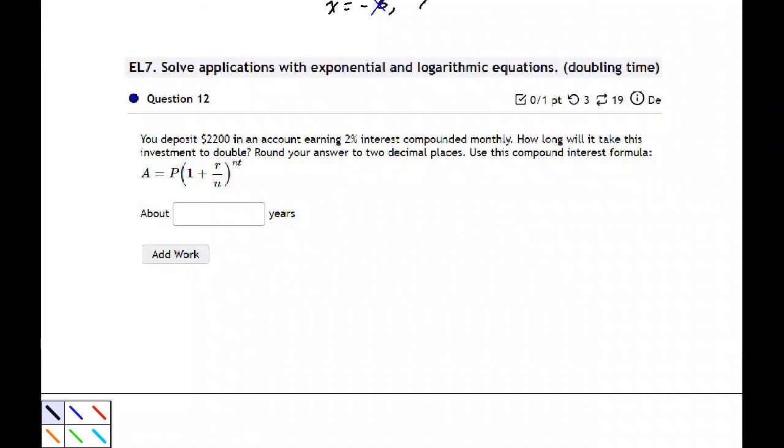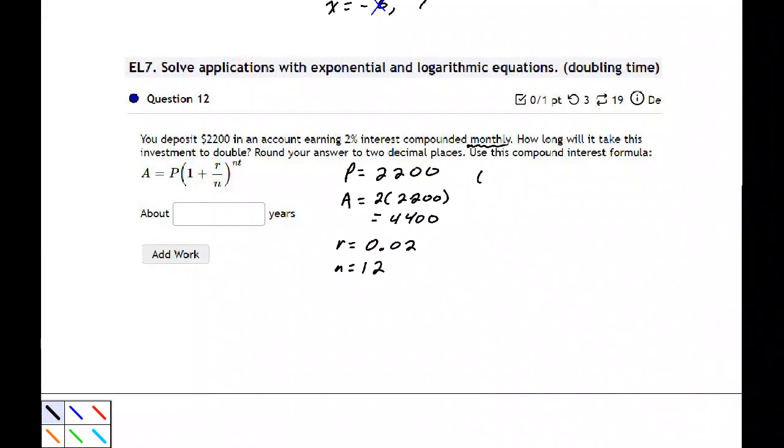Use this compound interest formula: A equals P (1 plus r over n) to the n times t exponent. All right, so we want to first note the amount that's being deposited is P. That's P equals 2200. Our future value, A, is equal to that investment being doubled. So 2 times 2200 would be equal to 4400. So that is our A value. We know that we have 2% interest, so our rate is 0.02, converting that to a decimal. And we also can see that it's compounded monthly, which means n is equal to 12.